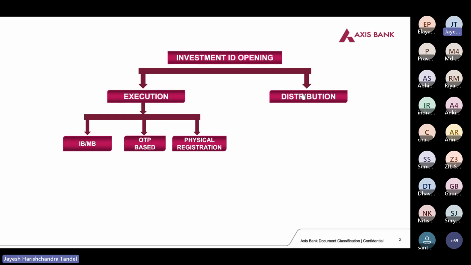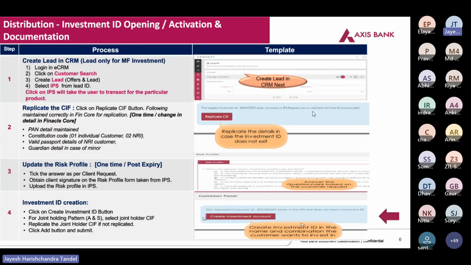For opening an investment account, the customer should hold a custody with the bank. Custody is mandatory. If the customer does not have a savings account with the bank, you can still open an investment account under distribution mode and place a transaction for that customer. In distribution mode, you will take another bank's check for the transaction. For activating execution mode, the customer should hold a savings account with Axis Bank. So in both cases, custody is mandatory for opening an investment account. First we'll see the distribution mode of investment account opening.